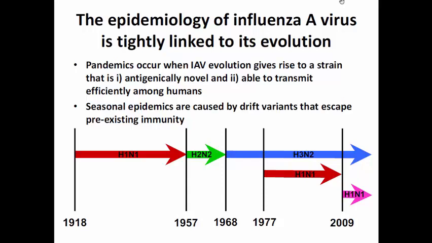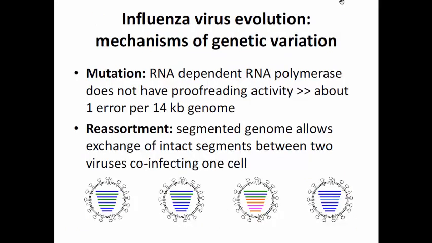Okay, so evolution is important. How does it come about? So for influenza A viruses, there are 2 mechanisms of genetic variation underlying the evolution: mutation and reassortment. So mutation, of course, is the random introduction of errors into the genome when it's copied. The error rate of the viral polymerase is such that approximately 1 error is introduced into each genome copied. And reassortment, as I mentioned, is this exchange of intact gene segments between co-infecting viruses.